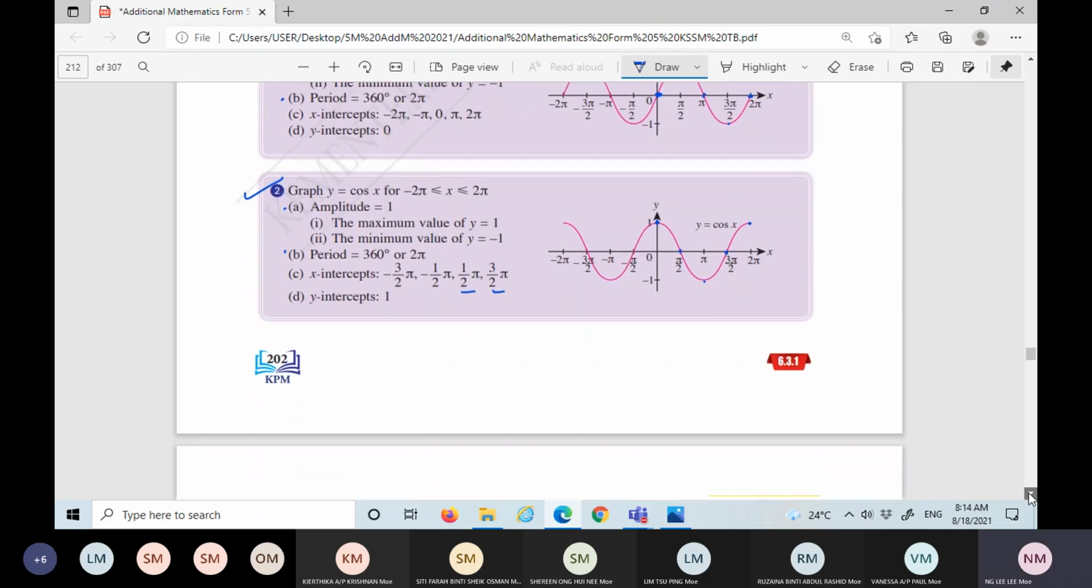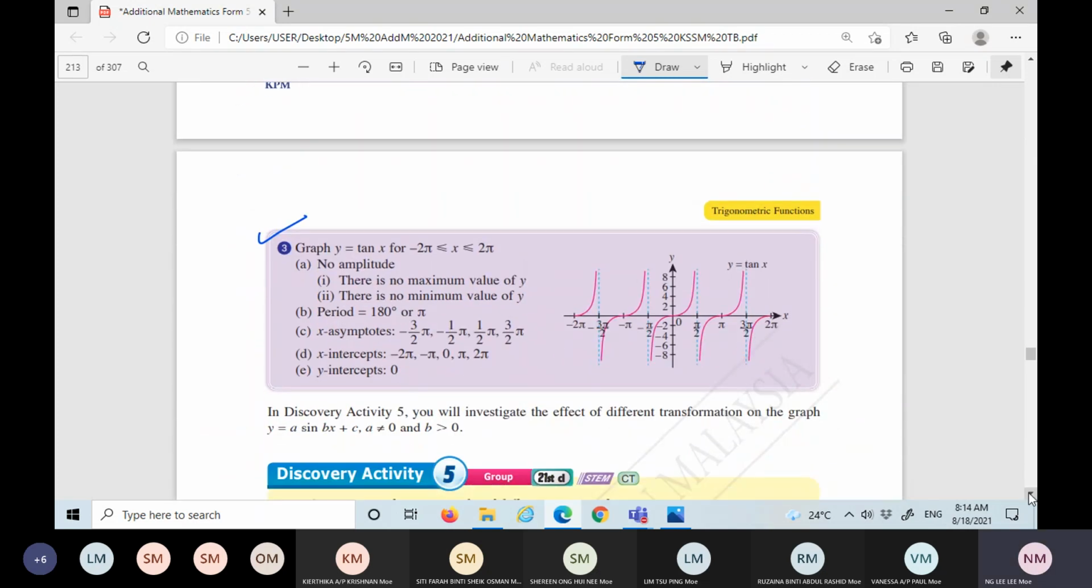Then now we go to tangent x. This is tangent x. It completes one cycle, which means the period is 180 degrees, from here to here. It already completes one cycle. Why? Because this and this repeat already, and then this and this repeat already. Therefore, one complete cycle is from here to here. So for one cycle, the graph goes this way.